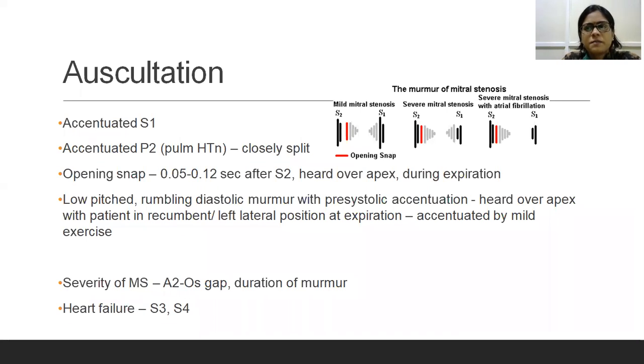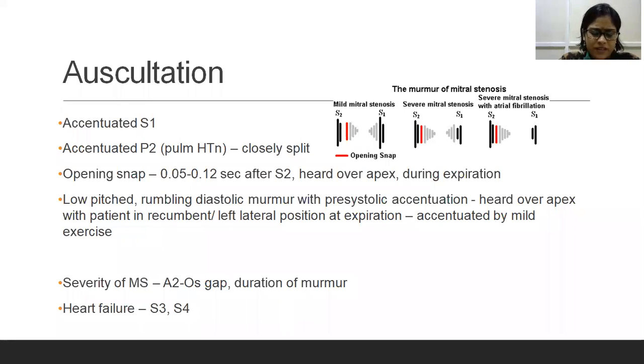So the severity of mitral stenosis is determined by the gap between S2 and the opening snap, as well as the duration of the murmur. The more severe the mitral stenosis, the shorter the gap between A2 and opening snap. Also, the more severe the mitral stenosis, the greater the duration of the mid-diastolic murmur.